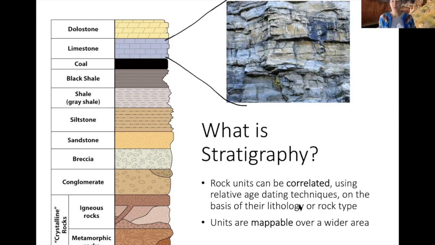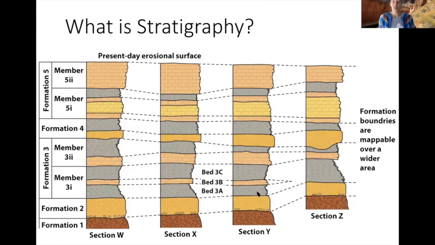Then we use the principle of lateral continuity to assume that units are mappable over a wider area, and use lithology or rock type and relative ages and lateral continuity to piece together the geologic puzzle of landscapes. So it might look a little bit like this. If you map an area or 4 different areas and you look at all of the rock units that make them up, you kind of play a connect the dots game to connect them across wide areas.